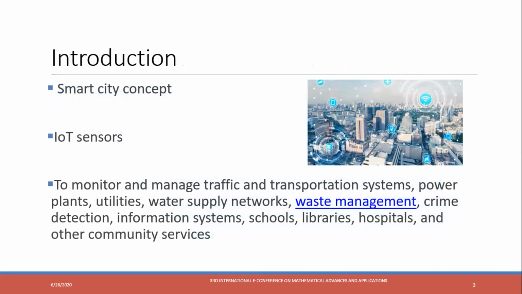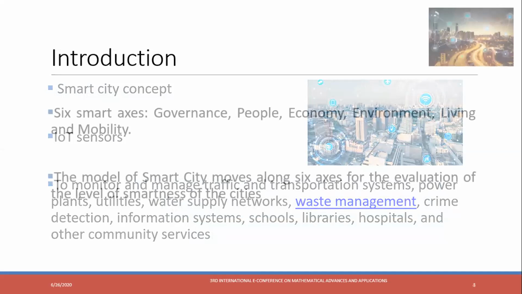Before we talk about the smart campus concept, I think we should mention the smart city concept, which we are more familiar with. A smart city is an urban area that uses many technologies, especially Internet of Things sensors, to collect data from the citizens, devices, and buildings. Then it processes this data and uses it to monitor and manage traffic and transportation problems, power plants, utilities, water supply networks, schools, libraries, hospitals, and all of the other community services.